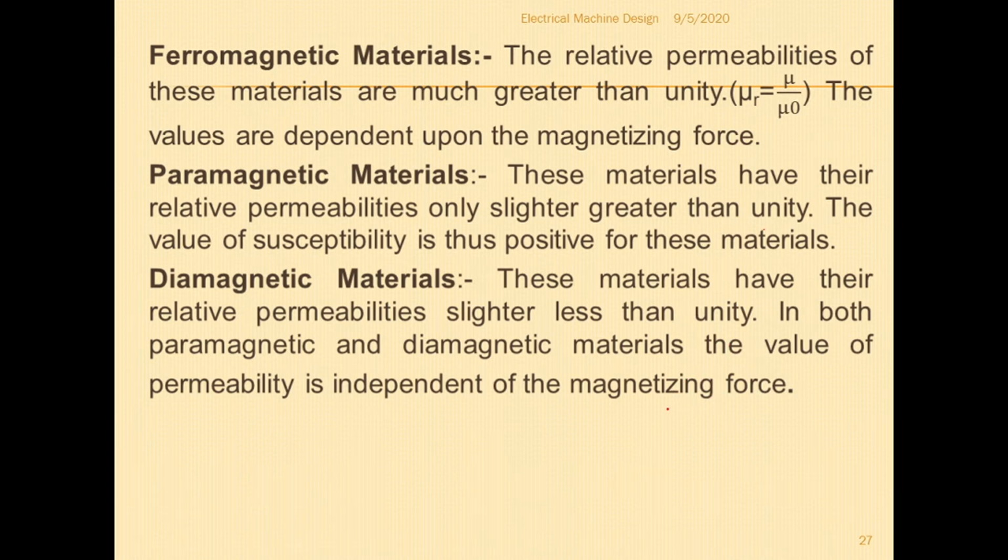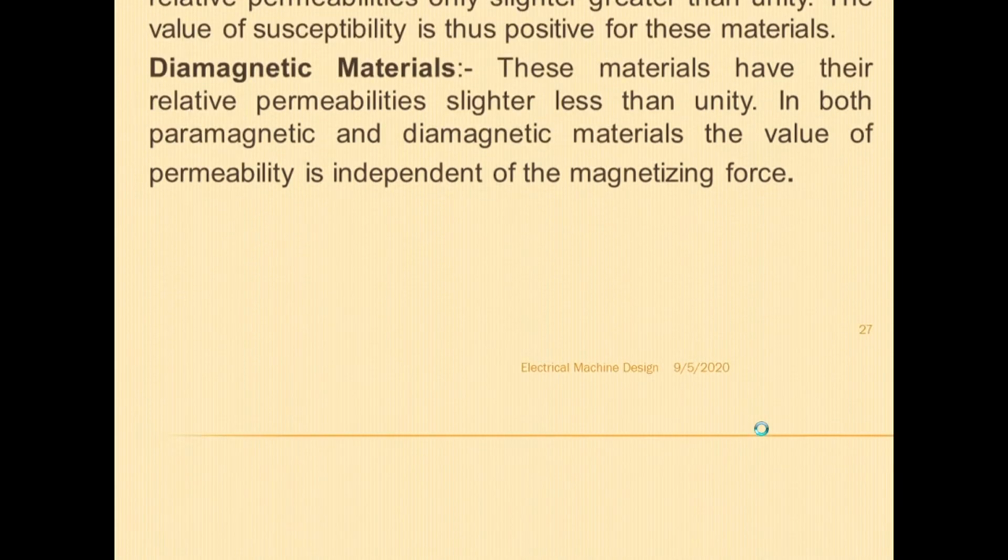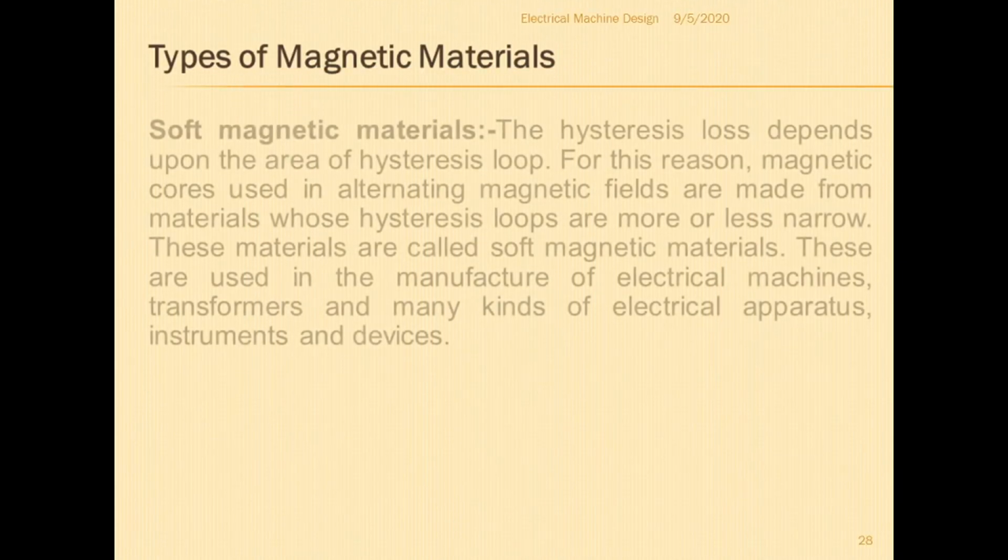So normally in electrical machines, the choice of winding depends upon the ferromagnetic material, because it allows the magnetic field to form inside the machine. Okay. So next we have to consider the types of magnetic material.